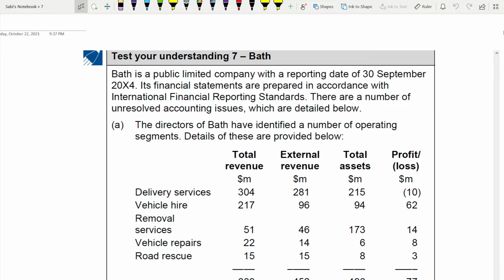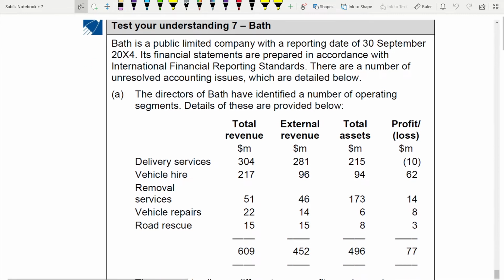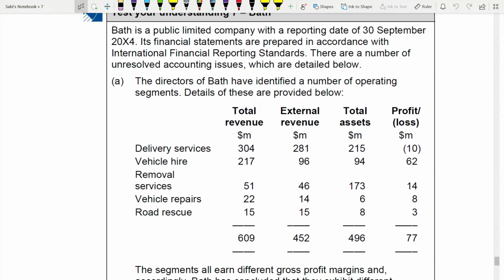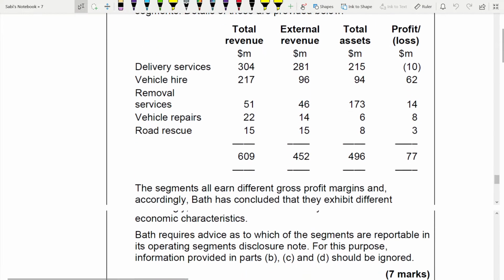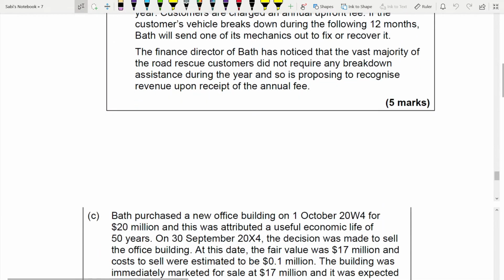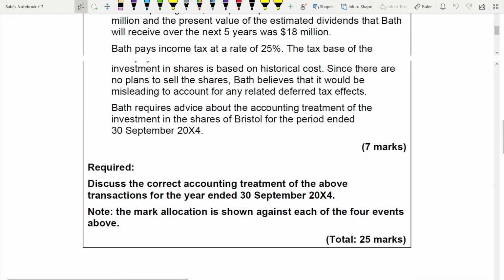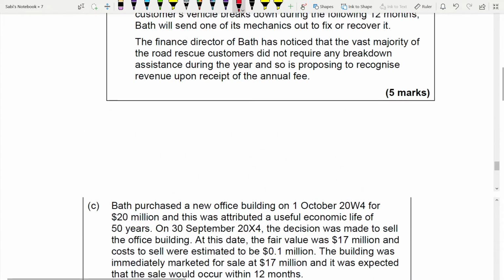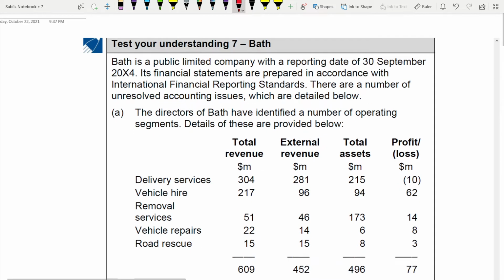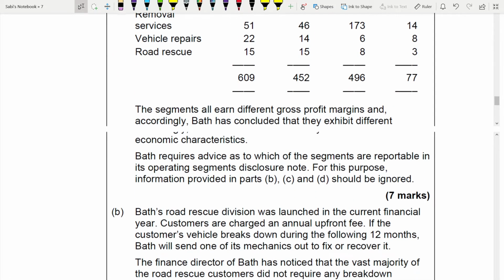Bath is a public limited company with a reporting date of 30th September 2004. Financial statements are prepared in accordance with International Financial Reporting Standards. All these are repetitive. They will be having some issues that you have to solve. The first one is relating to operating segments they have identified. The requirement is similar to the previous one, correct accounting treatment. For 25 marks, 4 events are there, so I'm not going to waste so much time. Let's read the first one and finish it off.